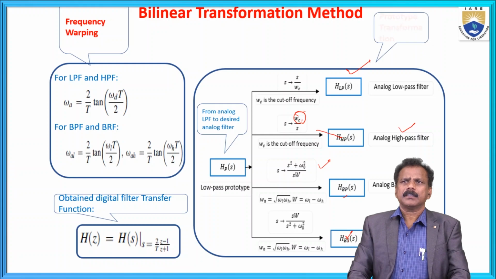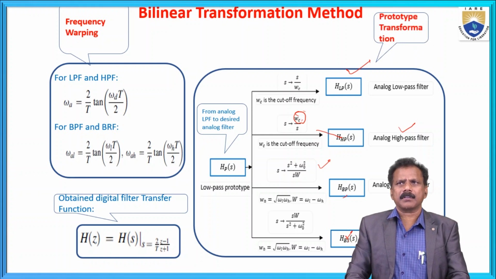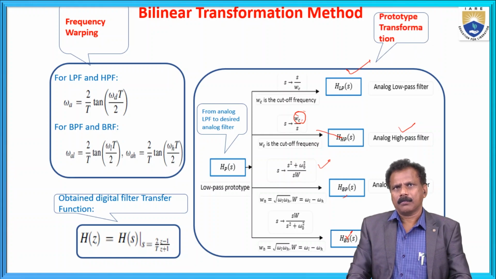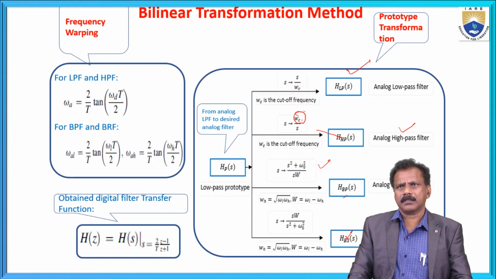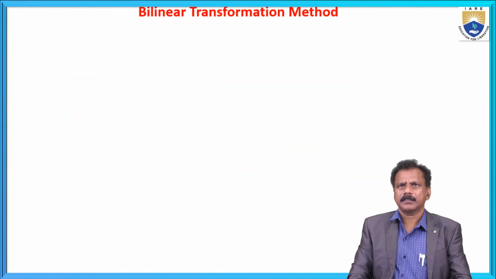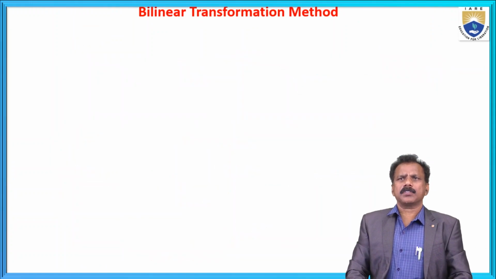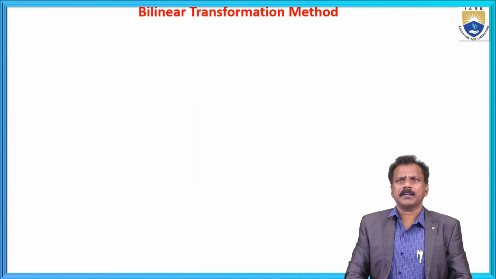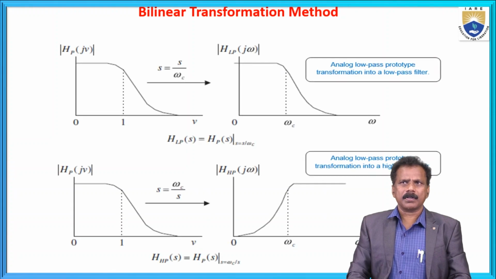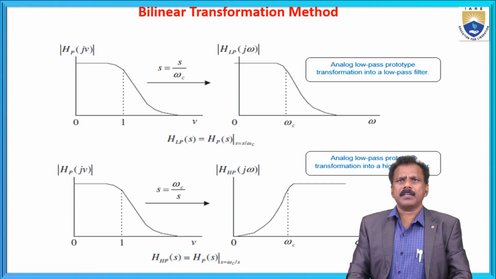Okay. Finally, this is our prototype transformation. Frequency warping is done, and at the next level the prototype transformation will be observed. Okay, under this, by using this particular design graphically, we will expect the graphical representation where the analog low pass prototype transformation into a low pass filter looks like this, where V versus Hp of j omega, jV.